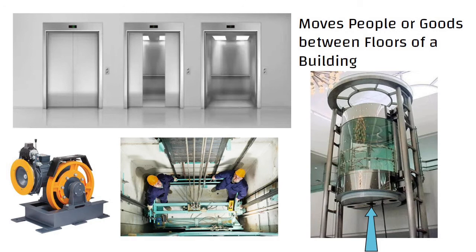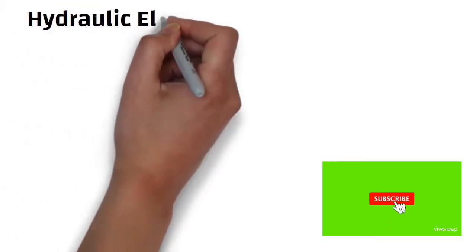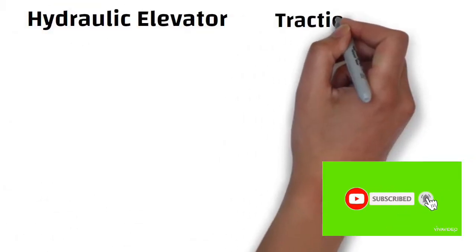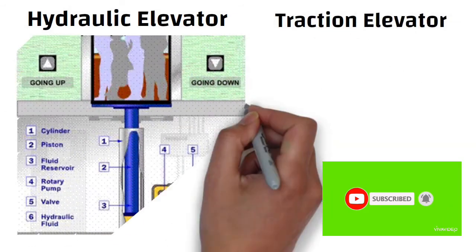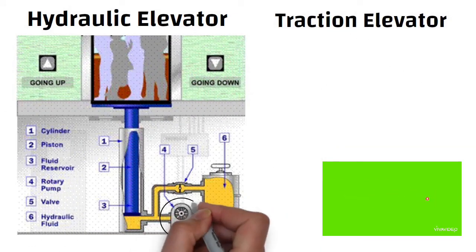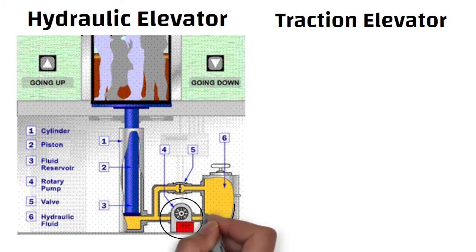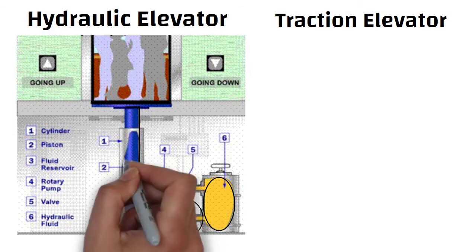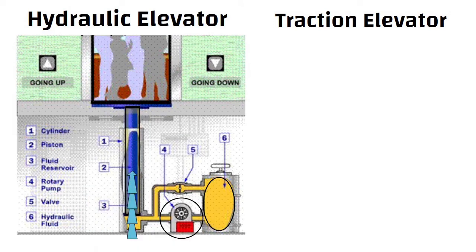Elevators are of two types. 1. Hydraulic elevator. 2. Traction elevator. Hydraulic lifts are powered by electronic pumps which transmit the hydraulic fluid to the jack. The lift has a piston at its base which will push it up.